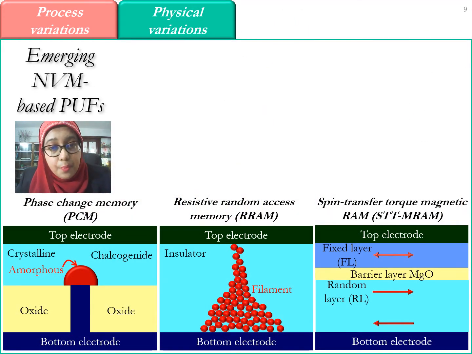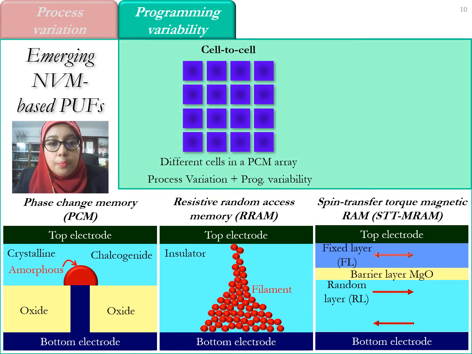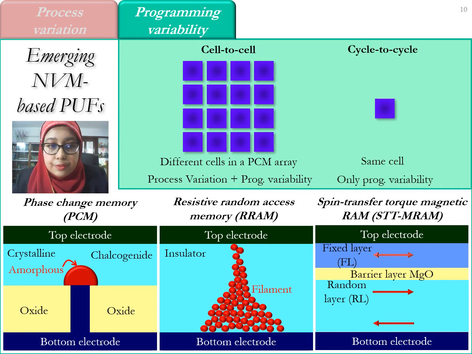Hence, recently PUFs are being proposed using the emerging non-volatile memory technologies, where several physical variations are present in addition to the typical process variations. Here you can see the memory cell structures of the three most researched emerging non-volatile memory technologies, and phase change memory, or PCM, is one of them. Interestingly, all of these three technologies offer a very important physical variation, which is known as programming variability. Programming variability means the inability to program to a certain memory state. An important point to note here is that this variability exists not only in different cells of an array, but also in different cycles of the same cell operation.